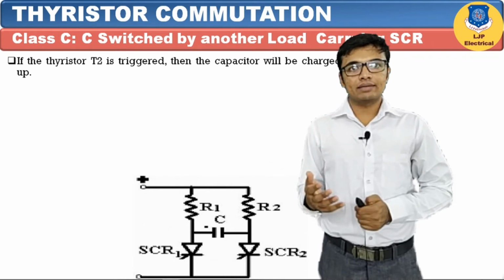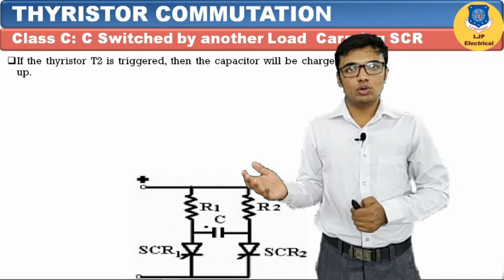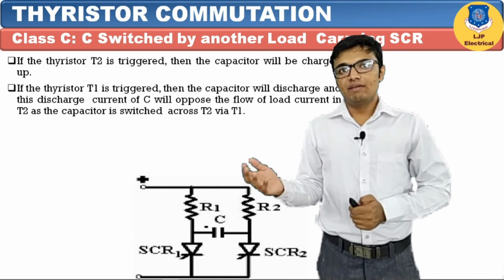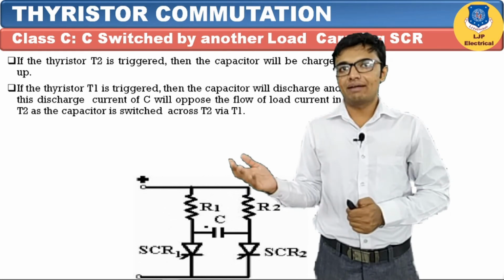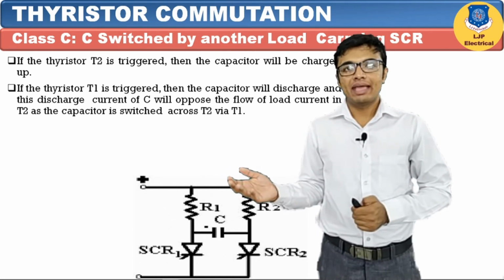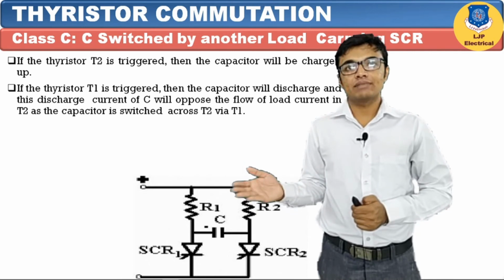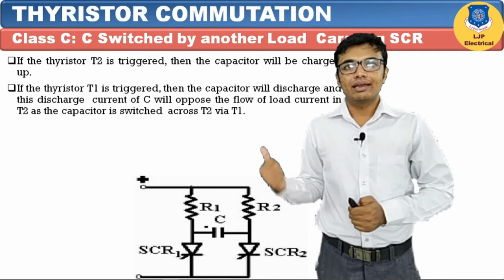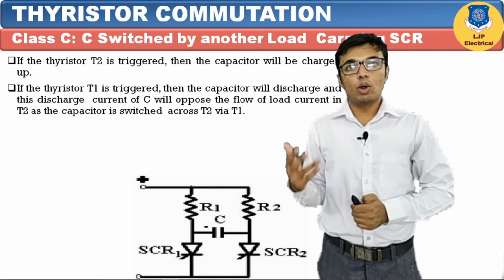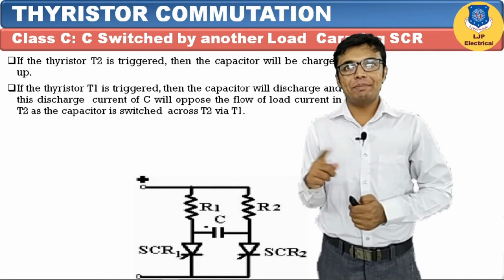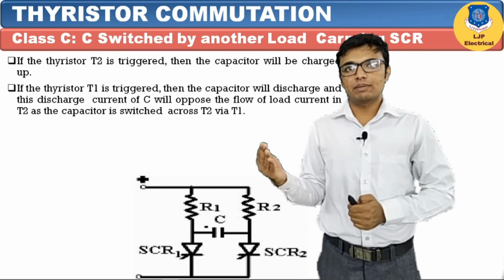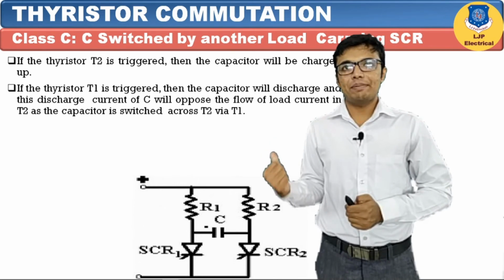Suppose during starting we have not triggered SCR2 and we have triggered SCR1. Then the current will flow from the supply through R1 and SCR1 and return back to the negative point. At the same time, this capacitor is going to charge: the left side of the capacitor will be charged positive and the right side will be charged negative. So current will flow from the supply through R2 and this capacitor.